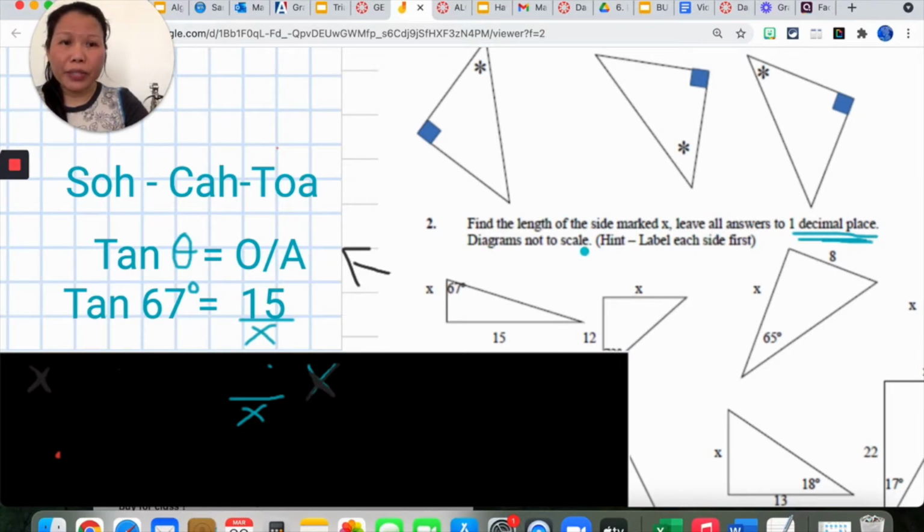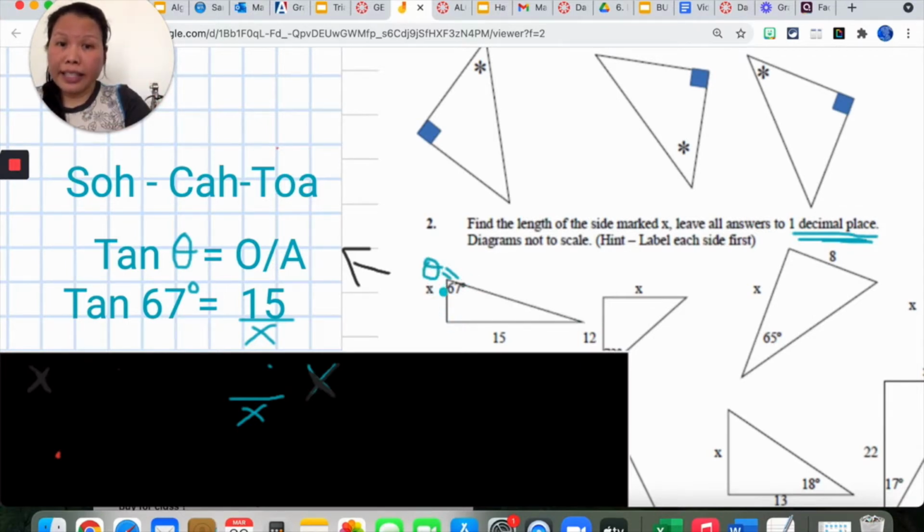Diagram is not to scale. Hint, label each side first. What that means is that even though this triangle is not marked with a right angle, you should know that that is the right angle. It looks like a 90 degree, and that is actually a 90 degree. The side opposite that angle is called the hypotenuse, and we have nothing on that side. No information, not even the x variable.